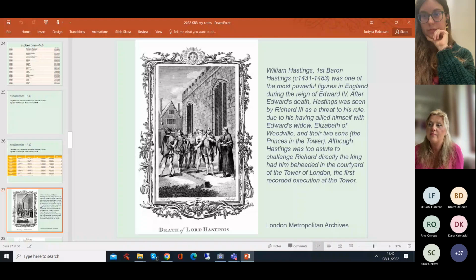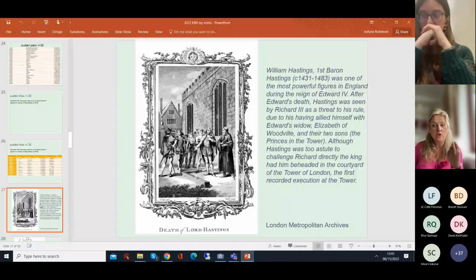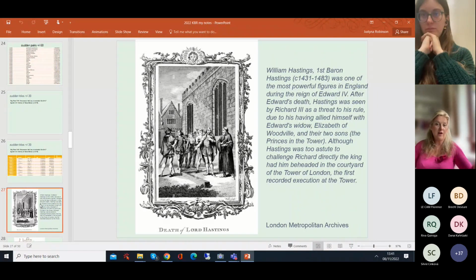And Richard then decided to have him beheaded in the courtyard of the Tower of London, which was the first recorded execution at the Tower. And reading more about this event, this beheading was so unexpected and so sudden that they didn't even manage to build a proper structure for beheading. Sorry, I'm not graphic, or maybe I don't know the vocabulary for that particular concept, but it was so sudden.